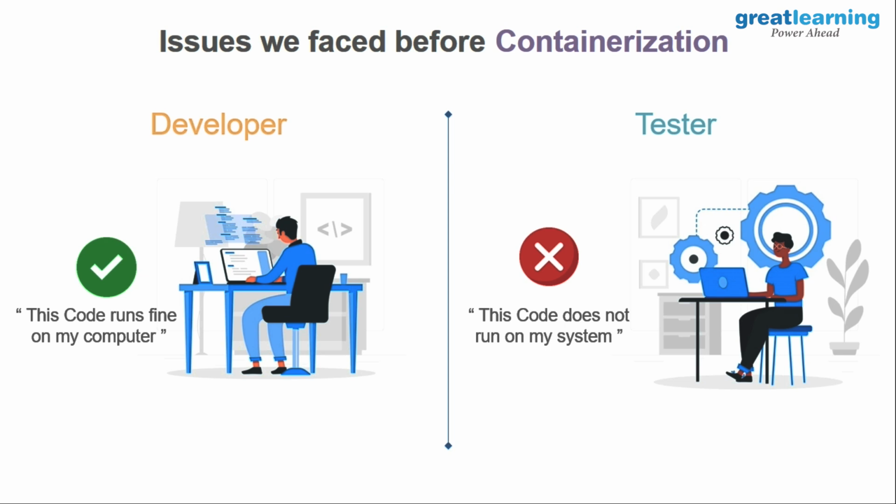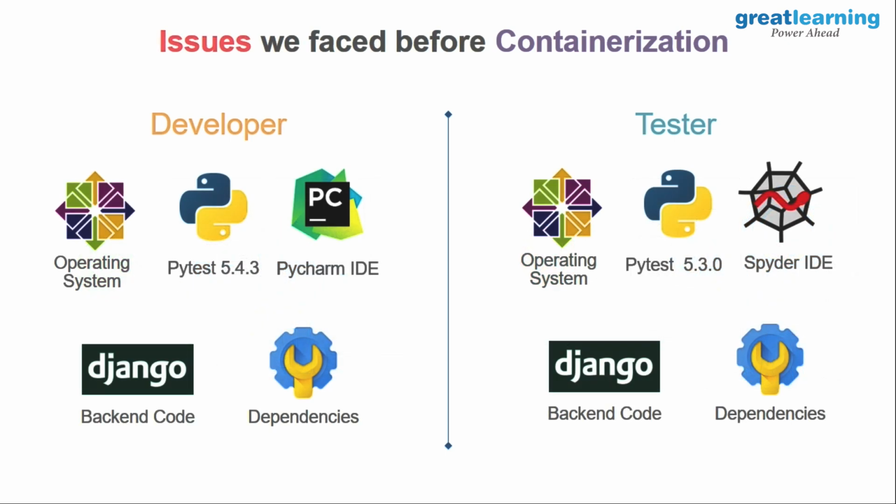So to resolve this kind of bottlenecking issue where the environments are totally different, if you look at the environments again, you have the developer having the CentOS operating system, PyTest 5.4.3 and the PyCharm integrated development environment, and he's working with Django backend code and certain dependencies. The tester is working on the same Django backend code and certain dependencies, but he has the CentOS operating system and an older version of PyTest and a different IDE. So even these kinds of things can make a big change.